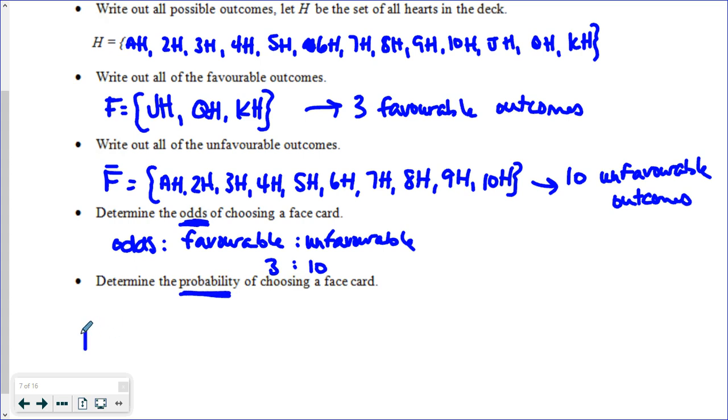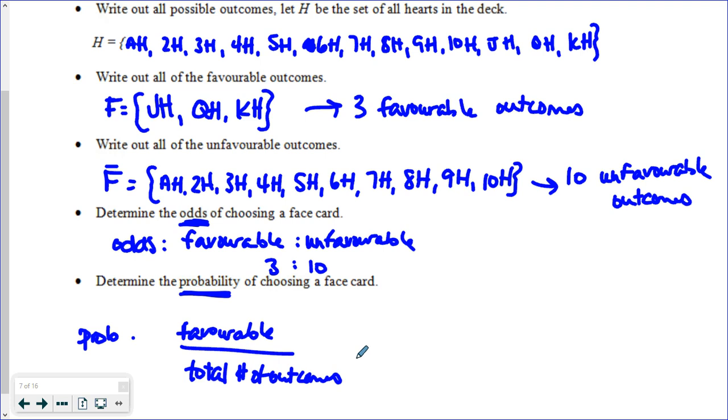So when we're doing probability, it's whatever our favorable outcome divided by the total number of outcomes. So our favorable outcomes are 3 favorable outcomes. Our total number of outcomes is 13. So you have a 3 in 13 probability of choosing a face card. So again, probability versus odds. You're communicating the same type of information, just in a different way.